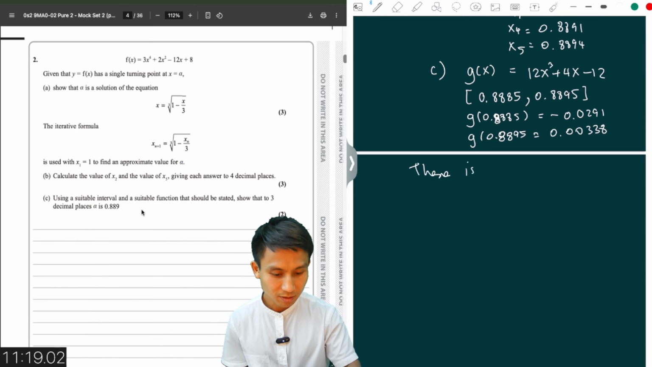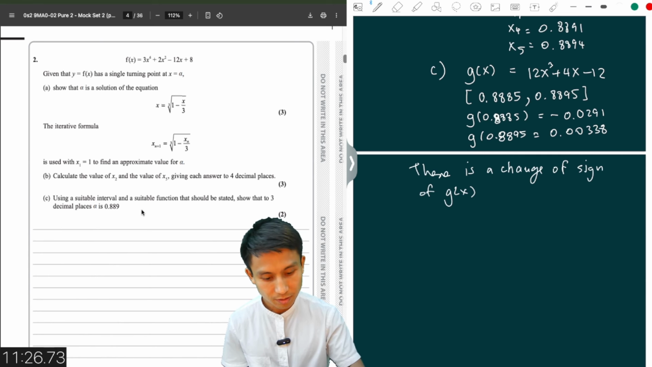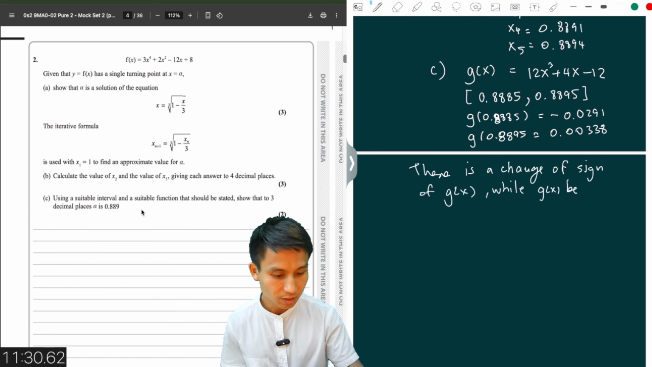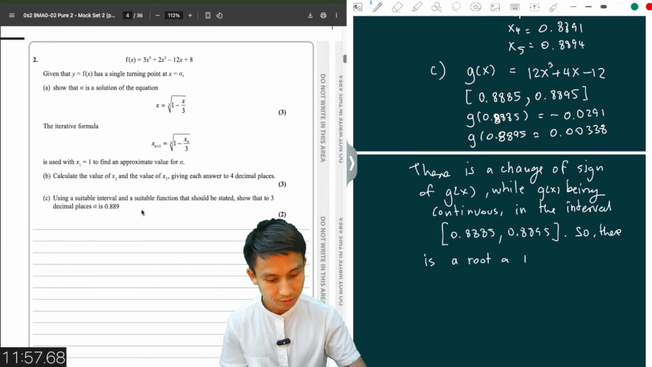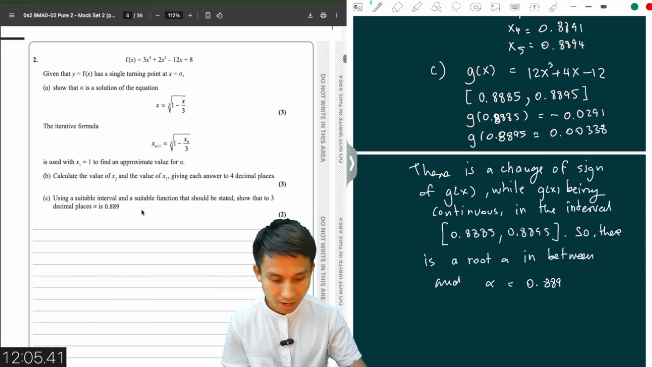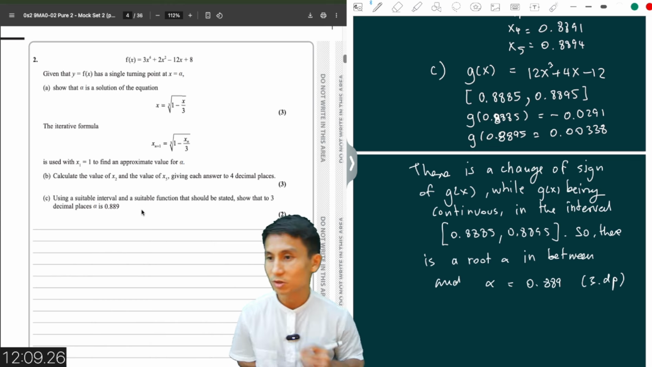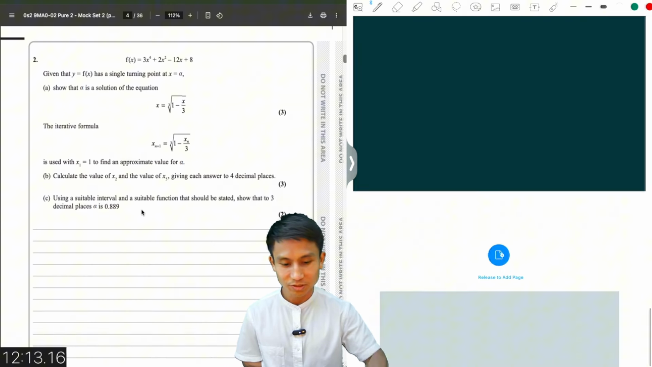There is a change of sign of g(x), while g(x) is continuous in the interval 0.8885, 0.8895. So there is a root alpha in between, and alpha equals 0.889 to 3 decimal places. That's how we do it, yeah? 2 marks. Okay, so that's question 2 done.